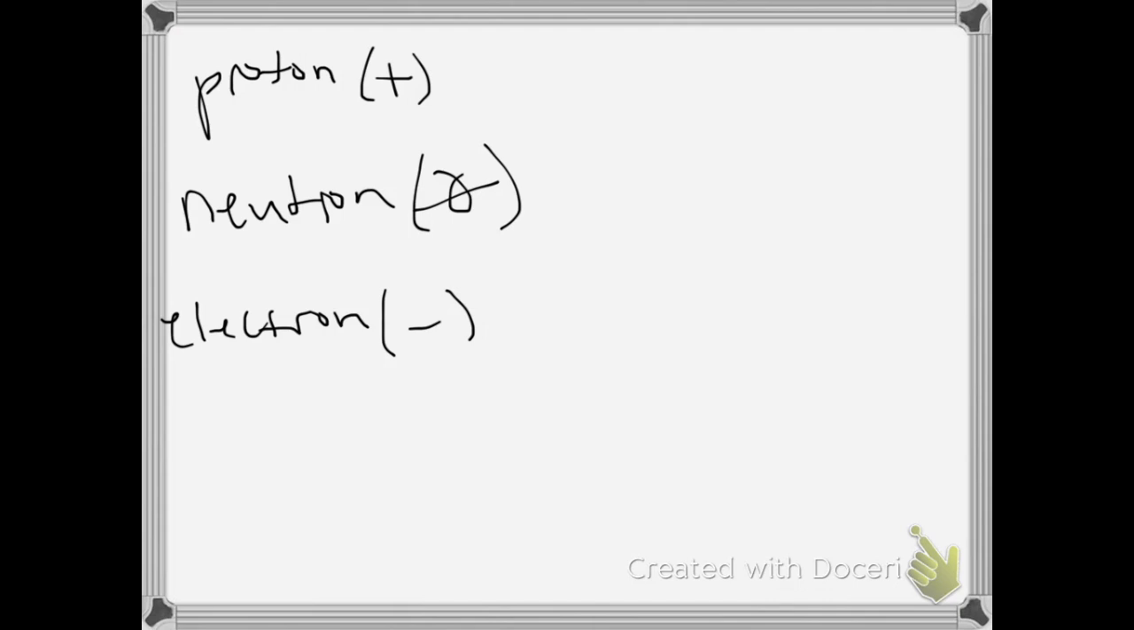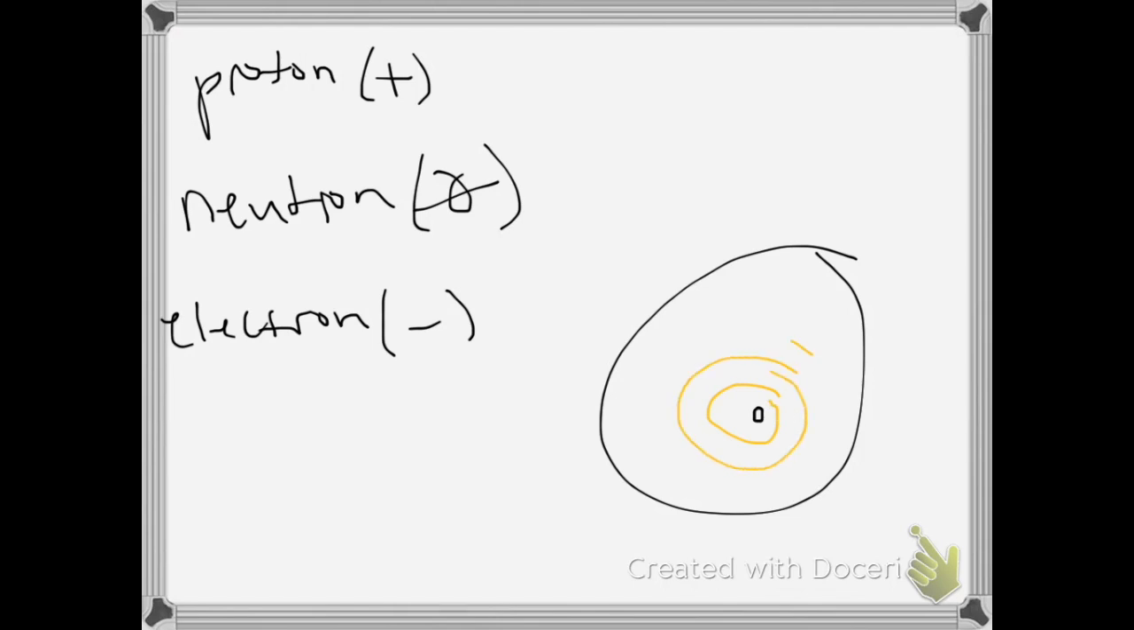Electron energy levels, orbitals. If this is my atom, sorry, that's my nucleus, and this is the boundary of my atom. We don't know exactly where electrons are, but we have an idea of distances, and these are called energy levels or orbitals. So maybe you have an electron here, or you have one here. We don't quite know. You can't measure where something is and how it's moving at the same time.